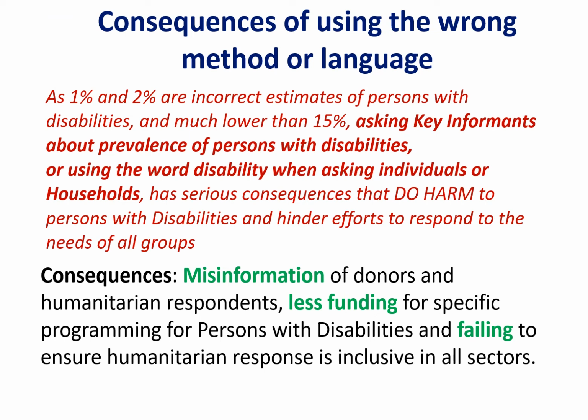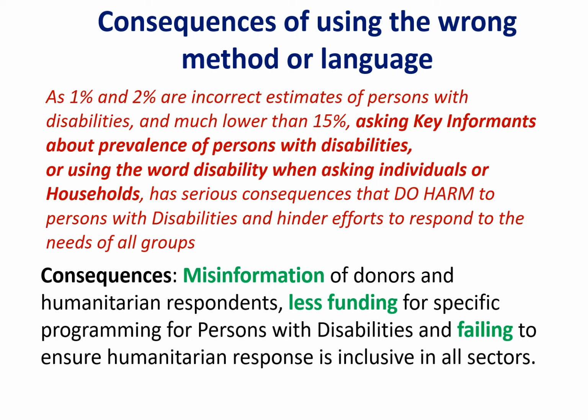There are consequences if we use the wrong method or language. If, for example, we use interviews with key informants to ask about the number of persons with disabilities, or if we use the word disability in questions to individuals or households, as we saw, we get a very low prevalence. 1 and 2% are much, much lower estimates than the 15%, which is commonly accepted as the average everywhere.